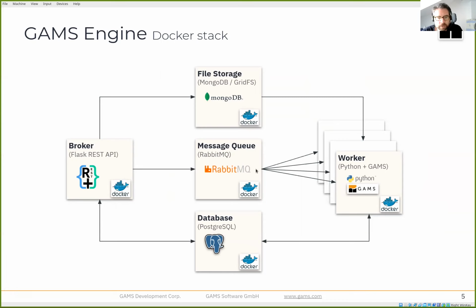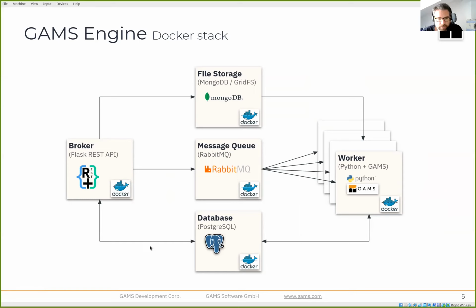Then we have RabbitMQ, that's our message queue, that provides the task queuing system between the workers. It keeps the solve requests and provides a fail-safe when a worker dies, so it can redispatch a job to another worker then. Then we have a database component. In our standard case, it's PostgreSQL. That keeps the necessary information for the solves, user information and logs. We have a file storage component that keeps the model data.